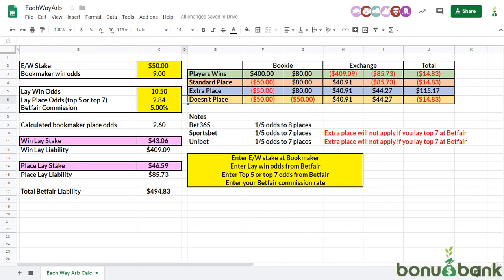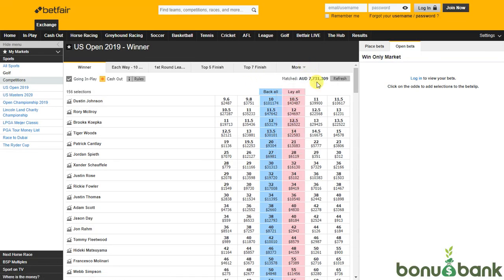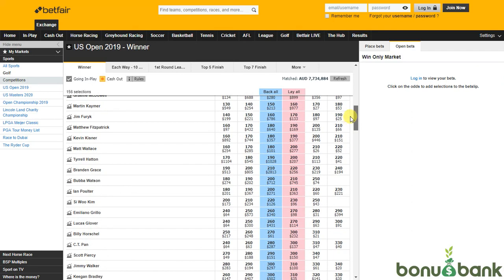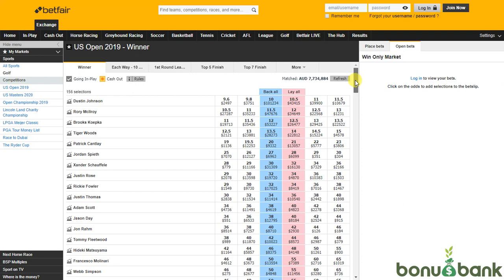Now, in terms of trying to find better opportunities than Dustin Johnson, what we want to do is have a look around on Betfair and try and find players that have got a closer match between Betfair and the bookie. And fortunately for us, Betfair list these players in the order of favouritism. So obviously Dustin Johnson's at the top, and if we go right down to the bottom, you get these guys that are out at 1,000. So what I like to do with this is have a quick scan through the list and see if there's anything out of place.